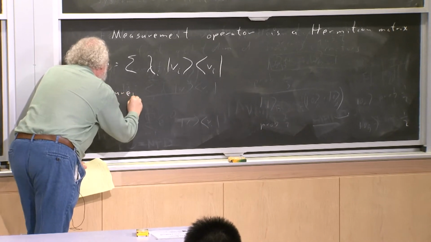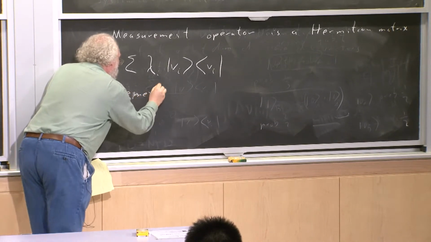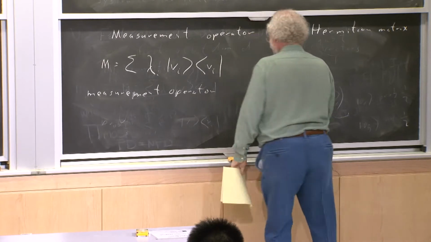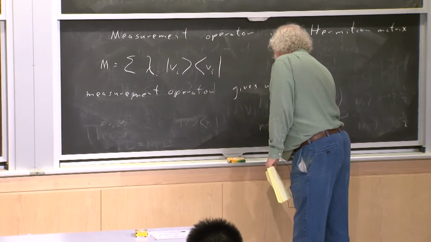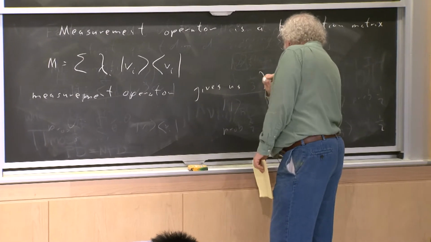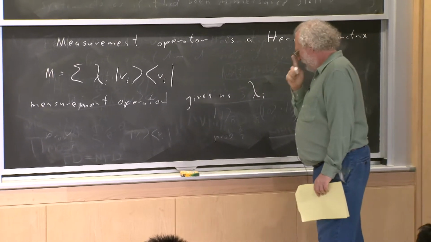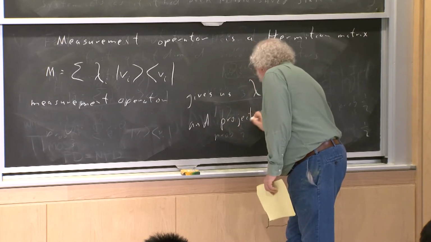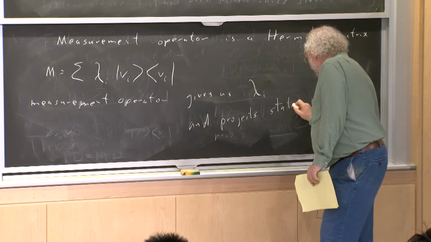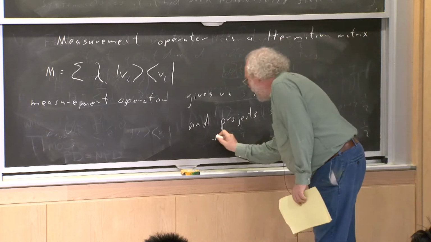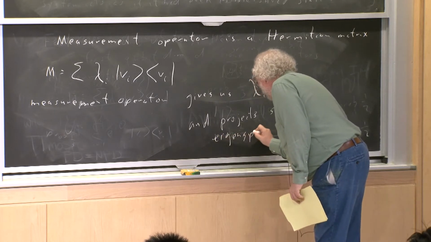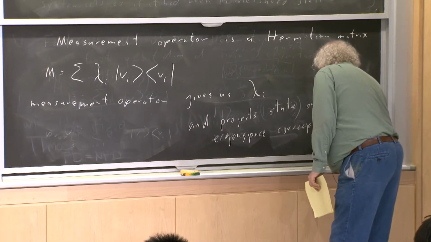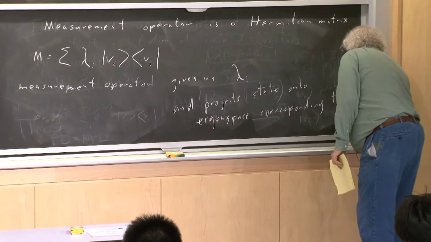The measurement operator gives us lambda sub i and projects the state onto the eigenspace corresponding to lambda sub i.